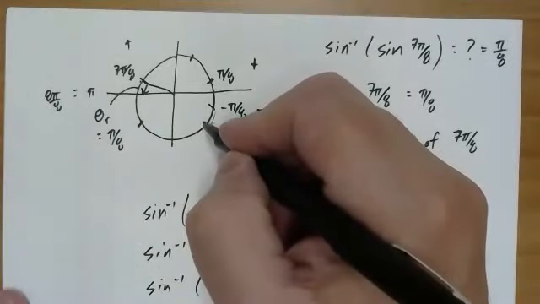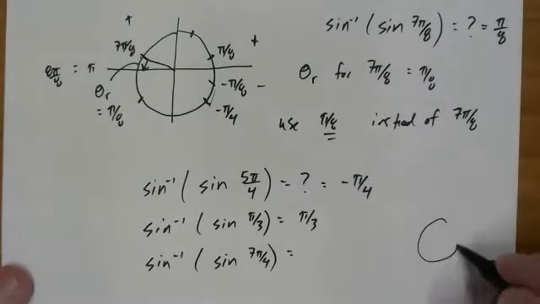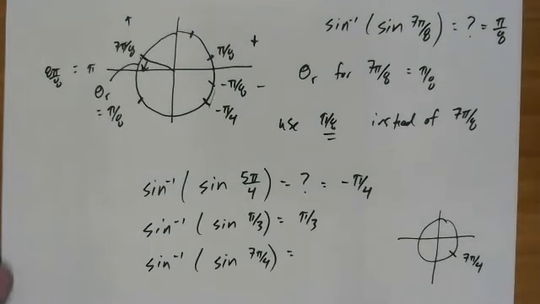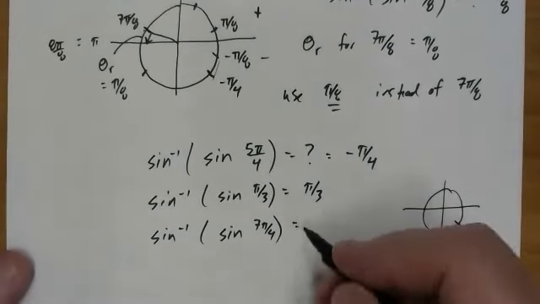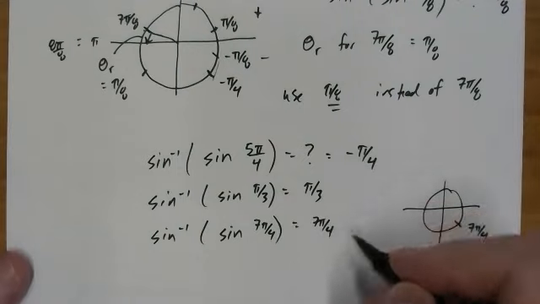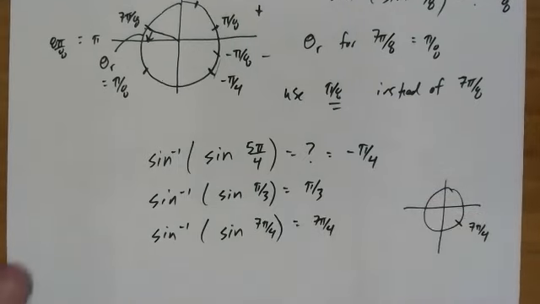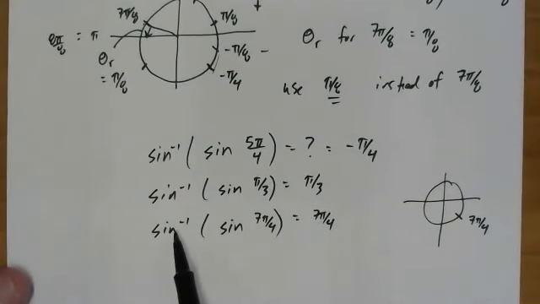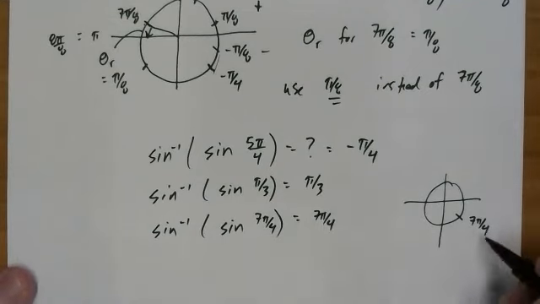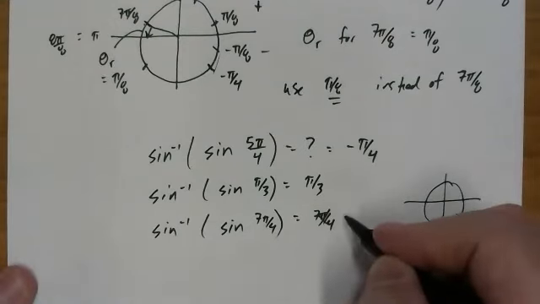7 pi over 4 in our original unit circle is actually right here, right? So you say, well, it's in the right-hand side. So can't you just, if you use a shortcut, call it 7 pi over 4? Well, the problem is when you're taking inverse sine functions, we cannot use this notation. Remember, for an inverse sine function, we would call this negative pi over 4.